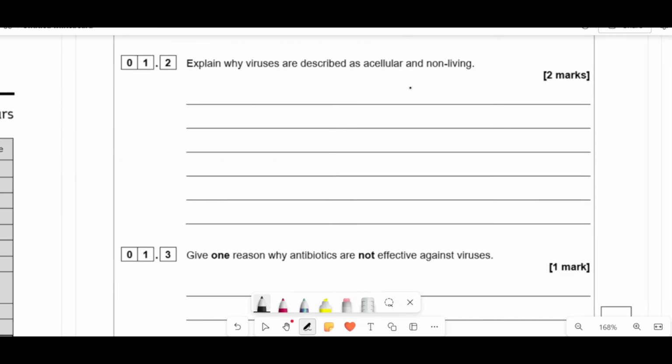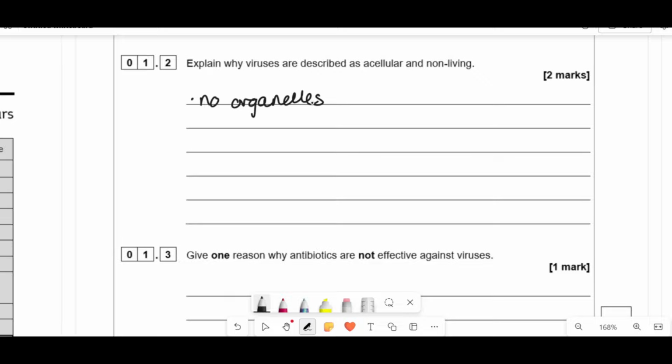This next part asks to explain why viruses are described as acellular and non-living. So we need to compare what a cell does and what this non-living thing does. If it's acellular, it lacks the same structure as what a cell would have. So they don't have cytoplasm, they don't have a cell surface membrane, they don't have organelles as well, right? So immediately, one thing we can say is that they have no organelles. Alternatively, you could say that they have no cell surface membrane or they're not made of cells, right?